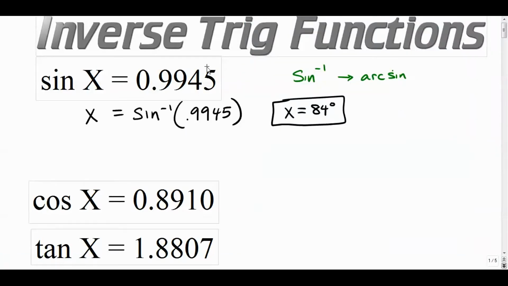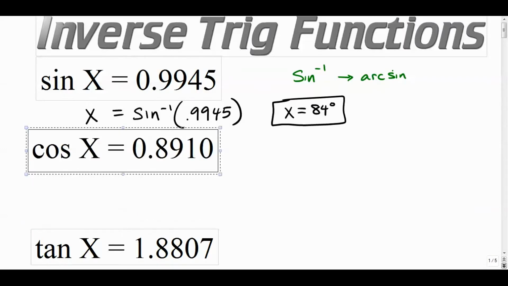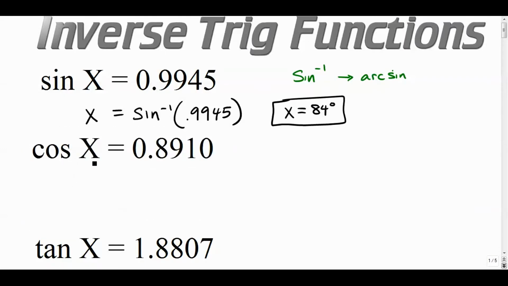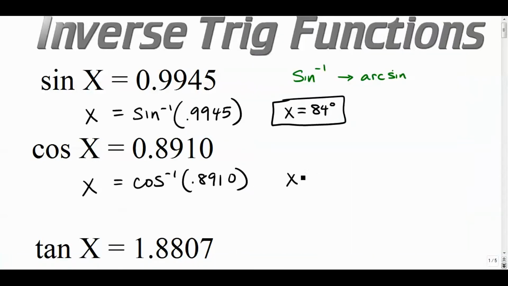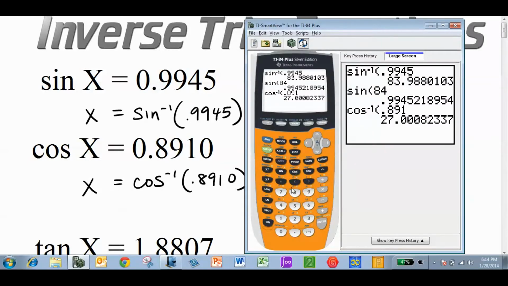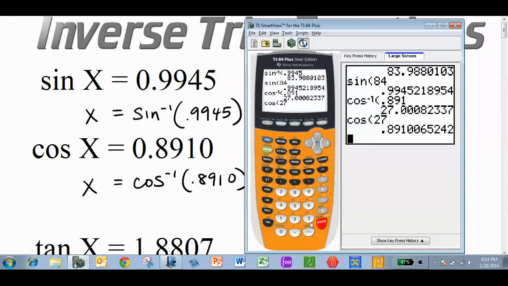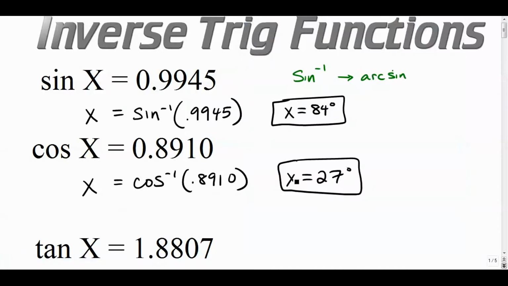Alright. So let's find the angle whose cosine gives us 0.8910. The x is going to stay. Cosine moves over and becomes the inverse. So inverse cosine of 0.891. Second cosine 0.891, and we get about 27 degrees. If we check that, the cosine of 27 should be about 0.891, and it is.